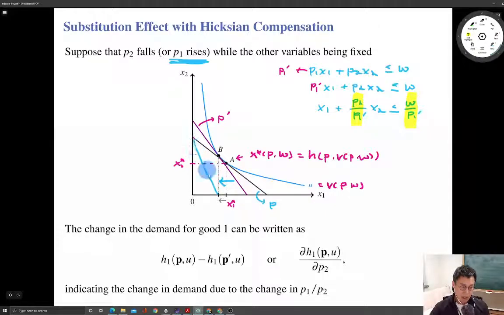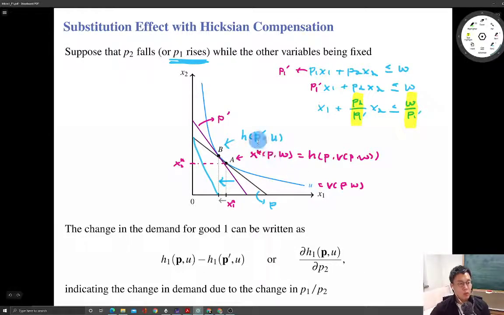So we increase the consumer's income to the extent that the new budget line is now tangent to the original indifference curve. But this new budget line is not necessarily tangent to the previous indifference curve at the same point. In this case, it's tangent at point B, the new bundle. So bundle B can be thought of as the solution to the expenditure minimization problem under the new price vector P prime and the target utility U. Point B is the Hicksian demand under the new price vector P prime and target utility U.